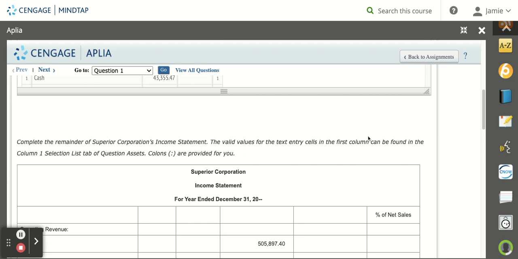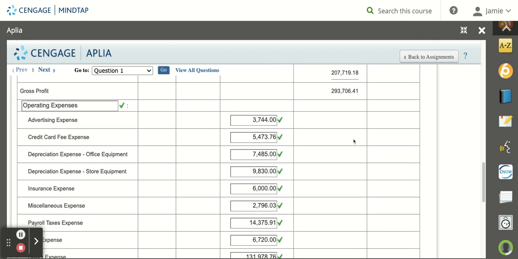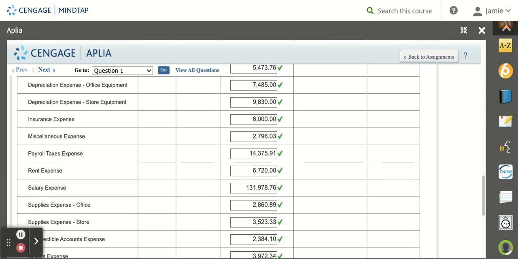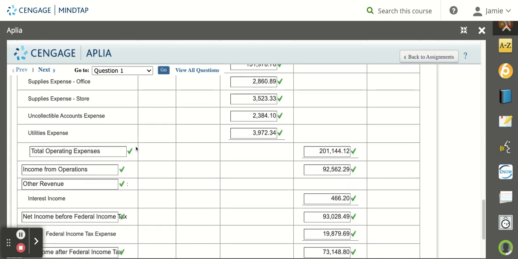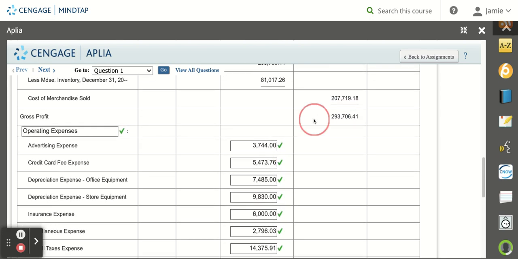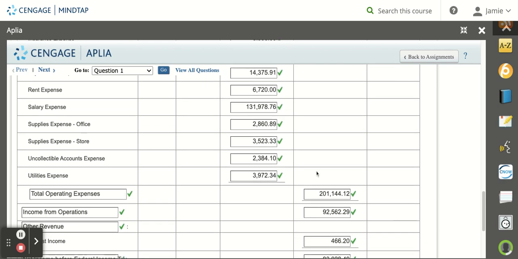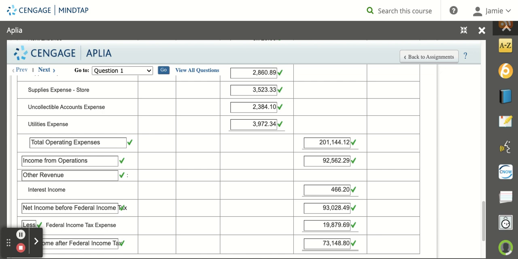Step 4, we are going to be completing our next section. So we have our operating expenses. That is our title, and then we list out all of our expenses and the associated account balances from the adjusted trial balance, total operating expenses, and total all of them up. Then we calculate our income from operations. So we have our gross profit minus our operating expenses gives us our income from operations.